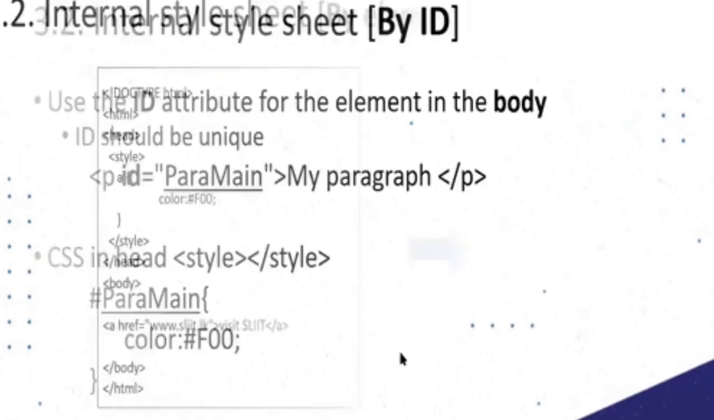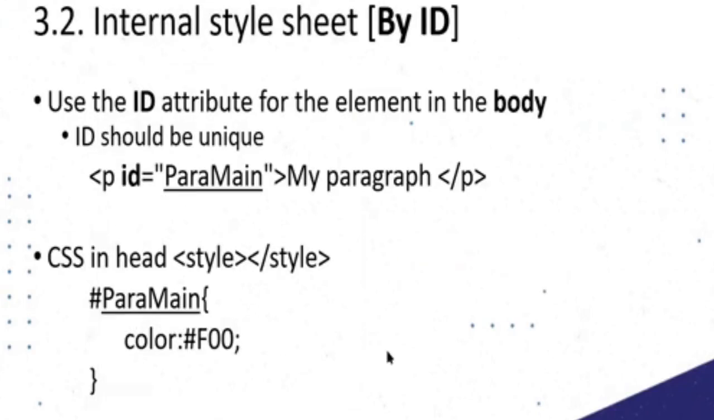This is our output. So all the A tags that we have in this particular page will take this color, right? Okay. That is internal style by element. Now we can use the ID attribute for the element in the body. So that ID should be unique. Now remember that when we were doing that form, we noticed some tags with ID, right? You must be wondering what is the purpose of this ID, right?